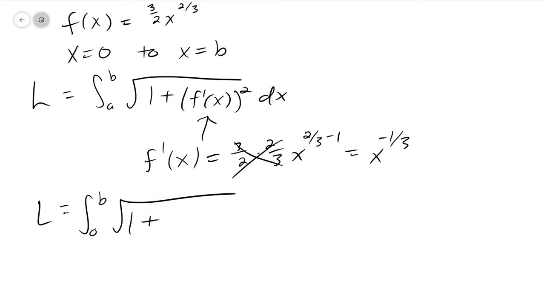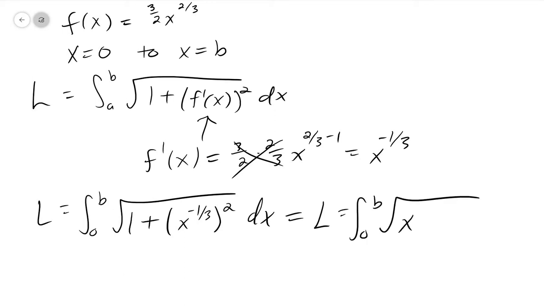Now we have the square root of 1 plus the derivative squared. And we just said that the derivative of this guy was x to the negative 1/3, and we're going to square that. When we square that, what do we get? We get x to the negative 2/3 plus 1. The reason we get that is, when we're squaring this, we're just going to multiply the 2 times the negative 1/3 in the exponent for x, and that's how we end up with x to the negative 2/3.